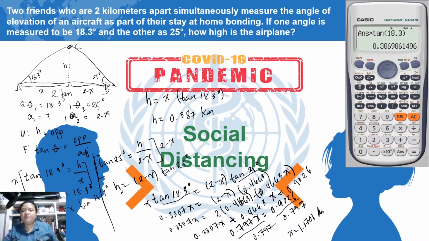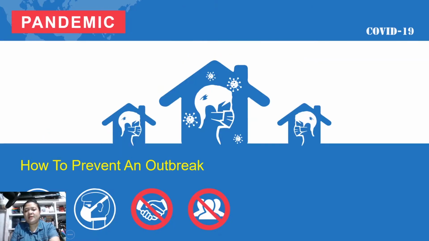0.387 kilometers. Now, when we write our final answer, the airplane is 0.387 kilometer high, or the airplane is 387 meters high. Okay, now let's move to our next question.